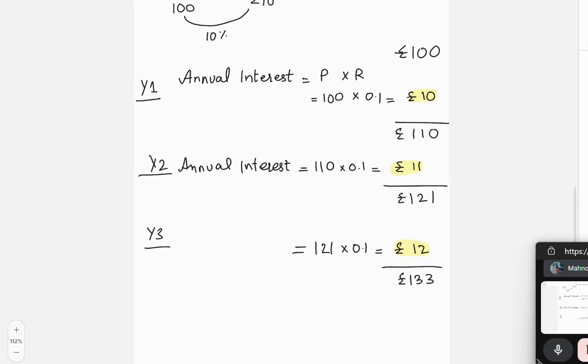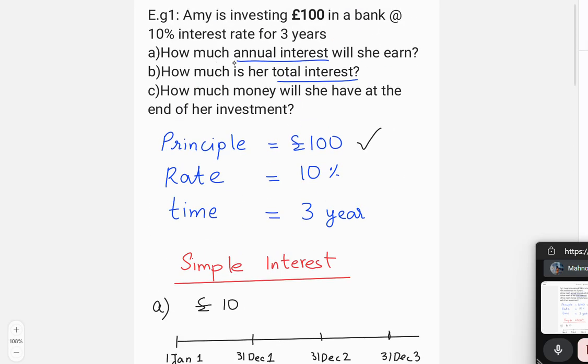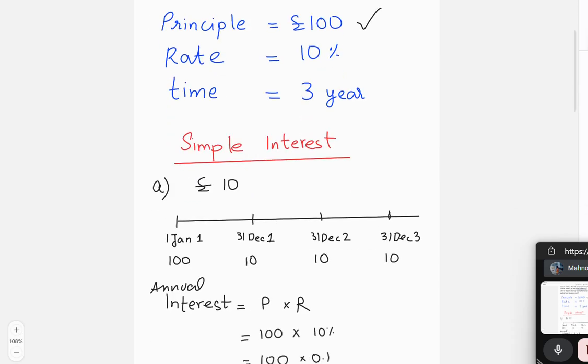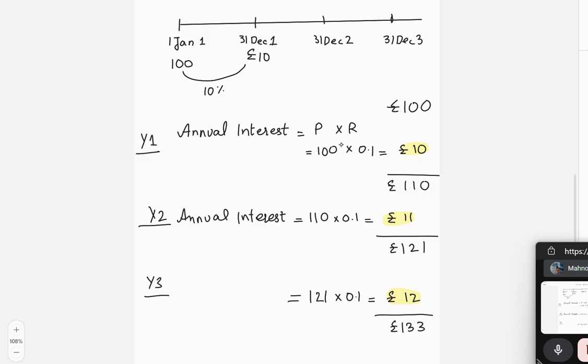Now let's look at the parts first. The question said, part A said, how much is the annual interest? How much annual interest will she earn? They didn't say which year we're talking about, so you just work out the annual interest for each year. At the end of year 1, she gets 10 pound. At the end of year 2, she gets 11 pound. At the end of year 3, she gets 12 pound.